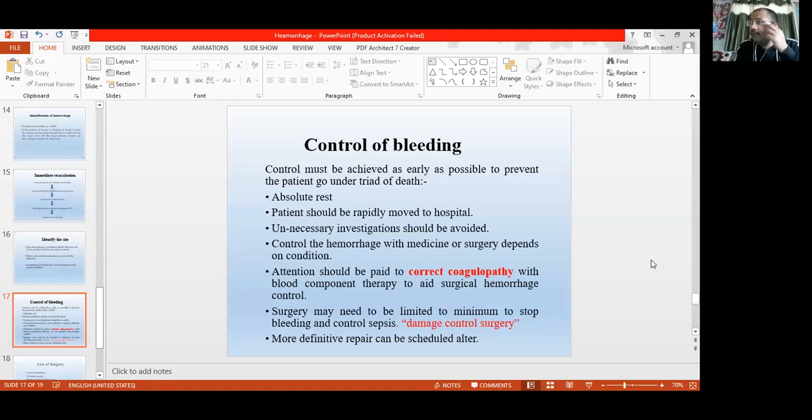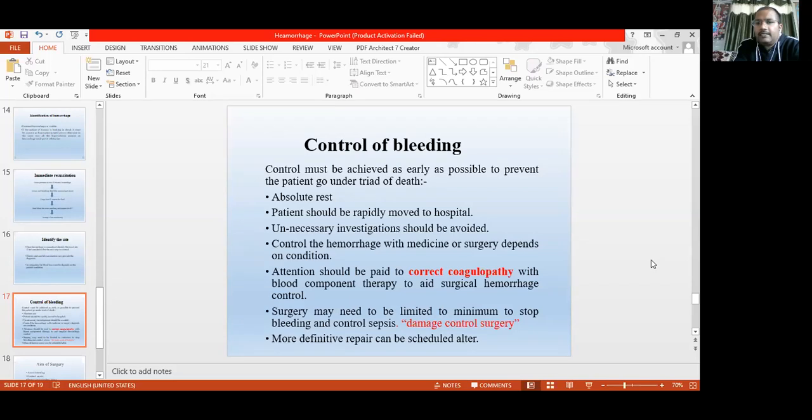Suppose a patient has an accident or any kind of trauma where the abdomen is open, the intestine is cut and there is huge bleeding. Our first aim is to stop the bleeding. That is called damage control surgery, because if you do not control the bleeding and you think about repairing the organs, then you may lose the life of your patient.